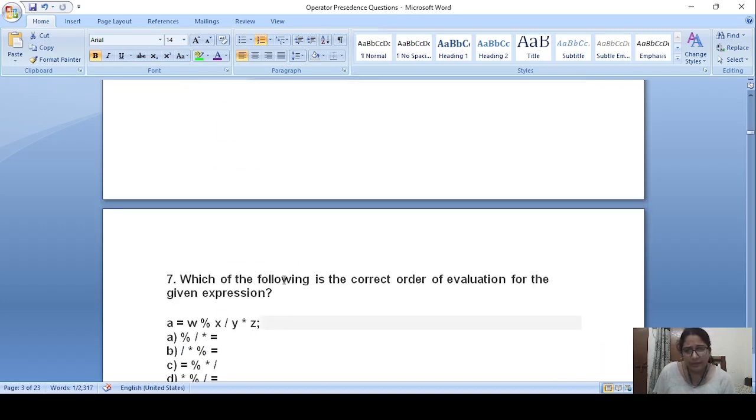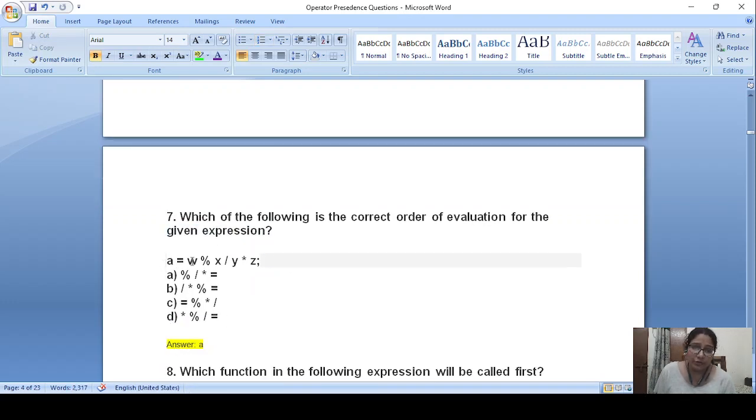Fine. Which of the following is the correct evaluation of the given expression? So evaluation of the given expression, W remainder X divided by Y multiplied by Z. So W will go with remainder, and X will go with remainder because X has two operators, remainder and division, but the left to right associativity rule will be followed here. So the left operator is remainder, so remainder will be evaluated first. In any other option, remainder is not first, only in one option. So this will be the answer.